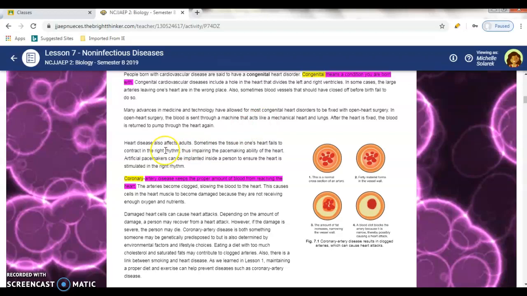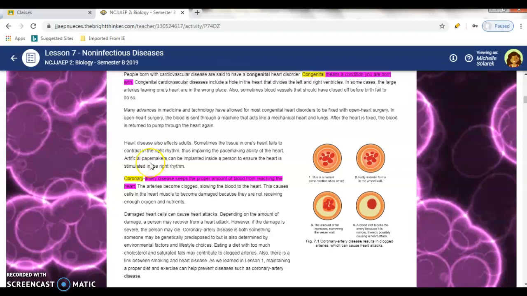Heart disease also affects adults. Sometimes the tissue in one's heart fails to contract in the right rhythm, making a pacemaker required, which is implanted in a person so that the heart is in the correct rhythm, so they won't have an arrhythmic pattern.